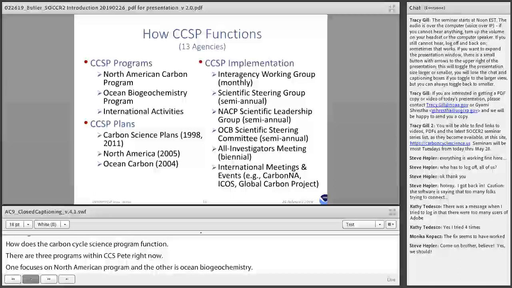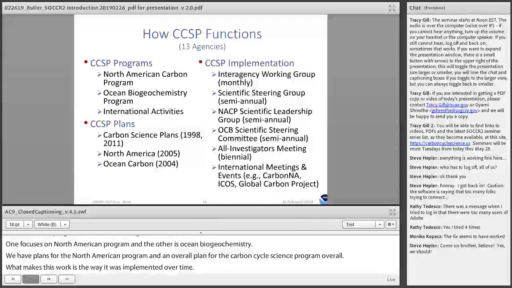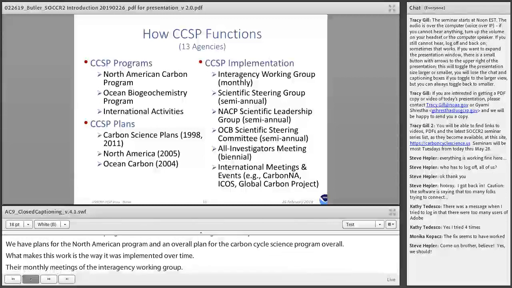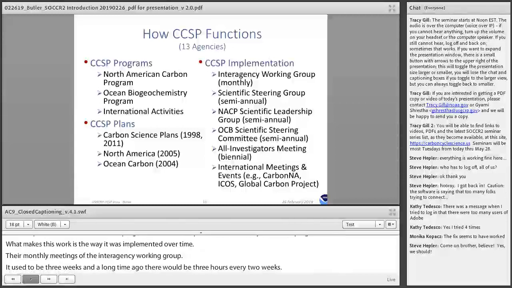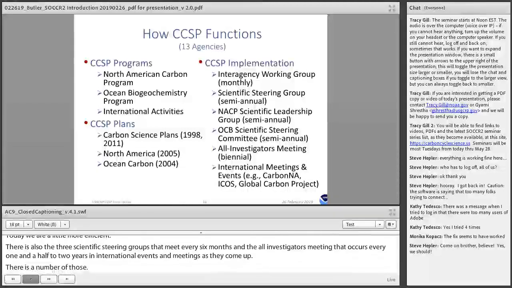But what really makes this work is the way it has been implemented over time. There are monthly meetings of the Interagency Working Group. They used to be every 3 weeks. In fact, a long time ago, they used to be 3 hours every 3 weeks. Today, we're a little more efficient. There's also the 3 scientific steering groups that meet every 6 months, and there is the All Investigators meeting that occurs every 1.5 to 2 years, and international events and meetings as they come up. And there's a number of those. But it's these scientific steering groups, the Interagency Working Group regular meetings, and the All Investigator meetings that really keep this program going. The program produces a lot of publications.